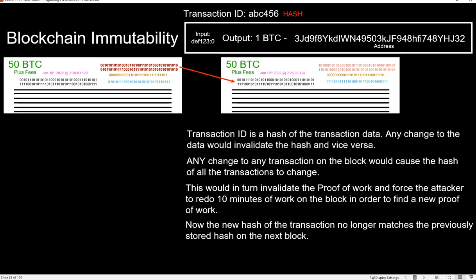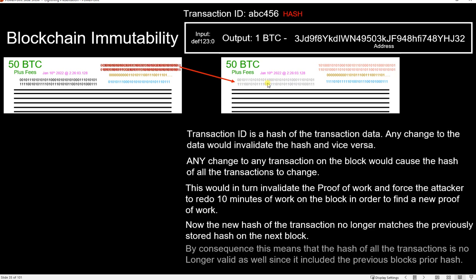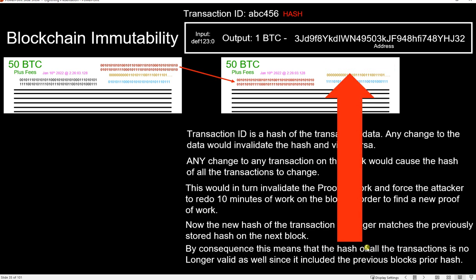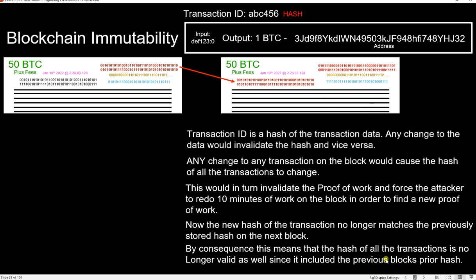Next slide. Now, remember, they're linked together. So this hash goes into the next block at the top. By consequence, this means that the hash of all transactions is no longer valid as well, since it was included in the previous block's hash. So if I change anything in a block, I change the hash. If the hash changes, you need to redo the 10 minutes of work to get a new proof of work that makes this block valid.